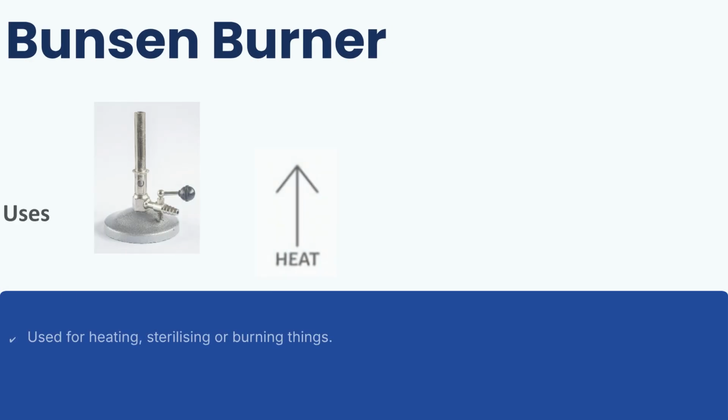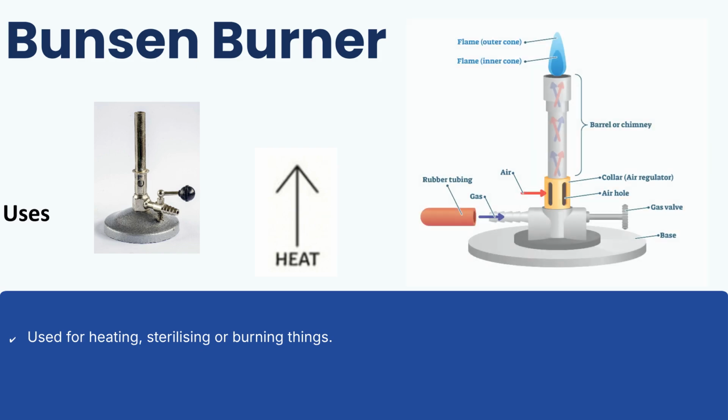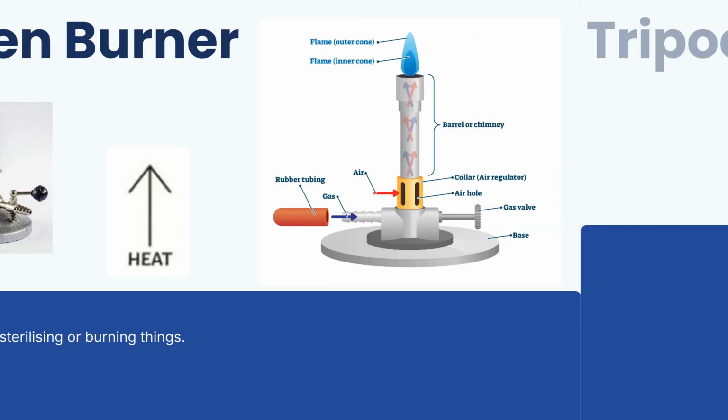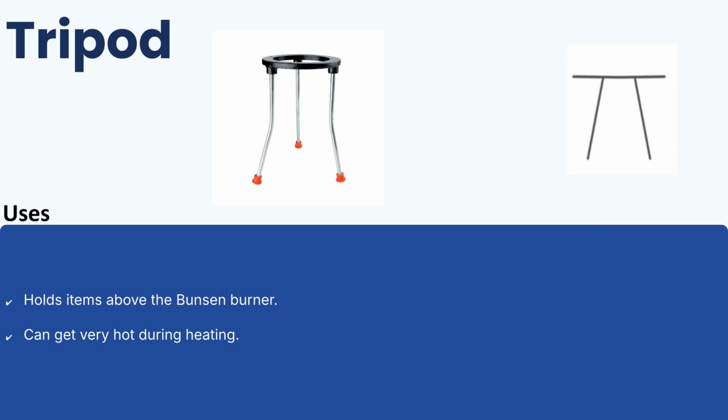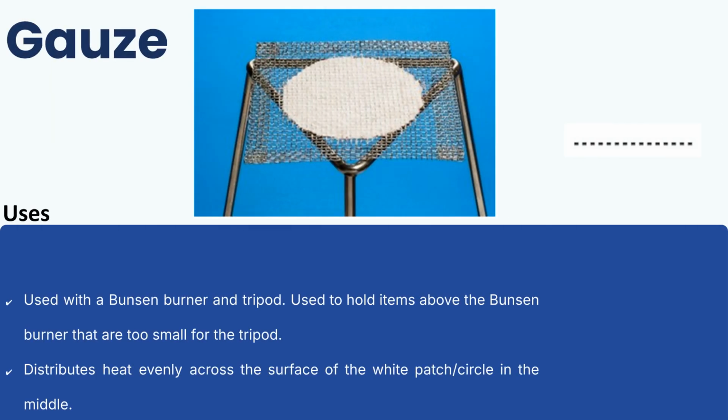A Bunsen burner is used for heating, sterilizing, or burning things in the laboratory. The diagram illustrates its components, including the flame and gas controls. A tripod holds items above the Bunsen burner during heating. Remember that it can get very hot during use. Gauze is used with a Bunsen burner and tripod to hold items that are too small for the tripod. It also helps to distribute heat evenly.